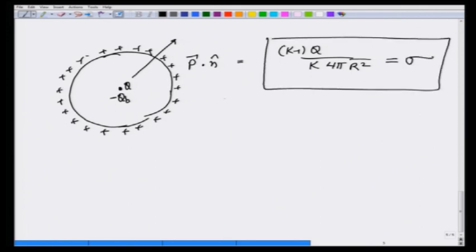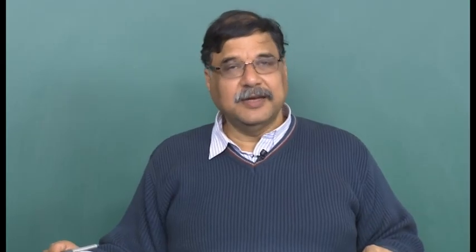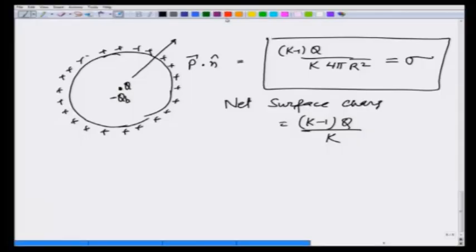So, net surface charge is going to be k minus 1 q over k, which is exactly opposite of the bound charge, which is negative of k minus 1 over k q at the center. And therefore, the effect outside of these bound charges is going to cancel, and I should have an E out here due to q alone.